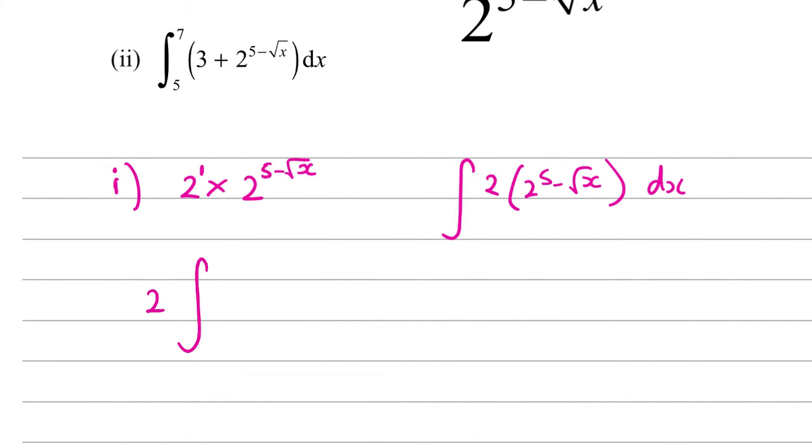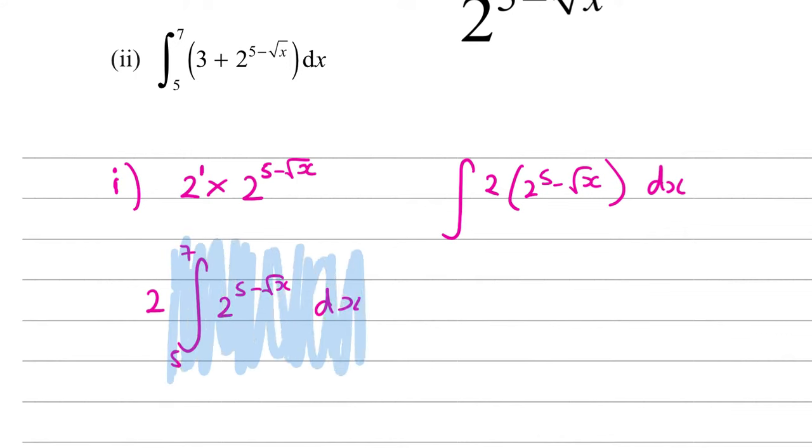So this is 2 lots of the integral between 7 and 5, 2 to the power of 5 minus root x with respect to x. We've just worked out that this is in fact 11.79. So technically then, 2 times 11.79 will give us this answer, which is going to give me 23.57. Okay? We're going to do the exact same, but this time I'm going to manipulate the second one.